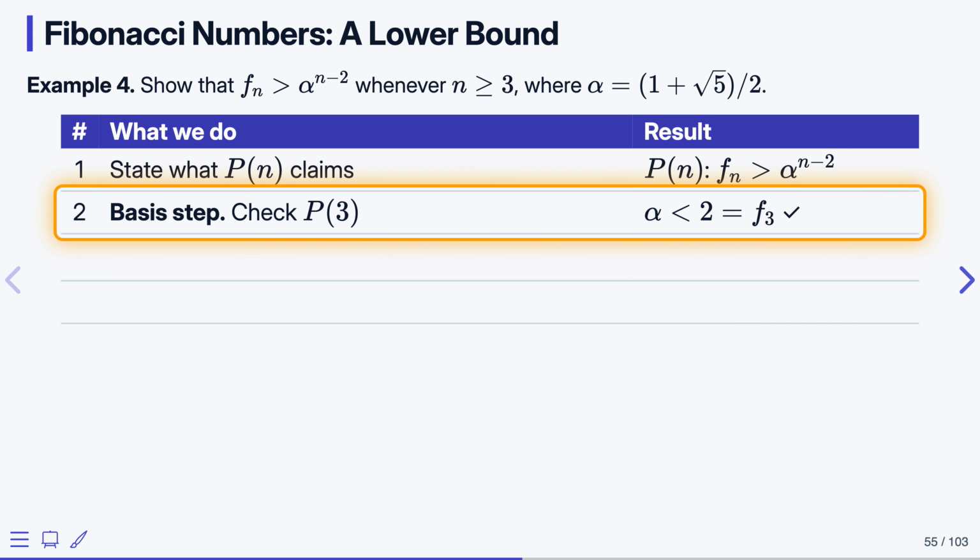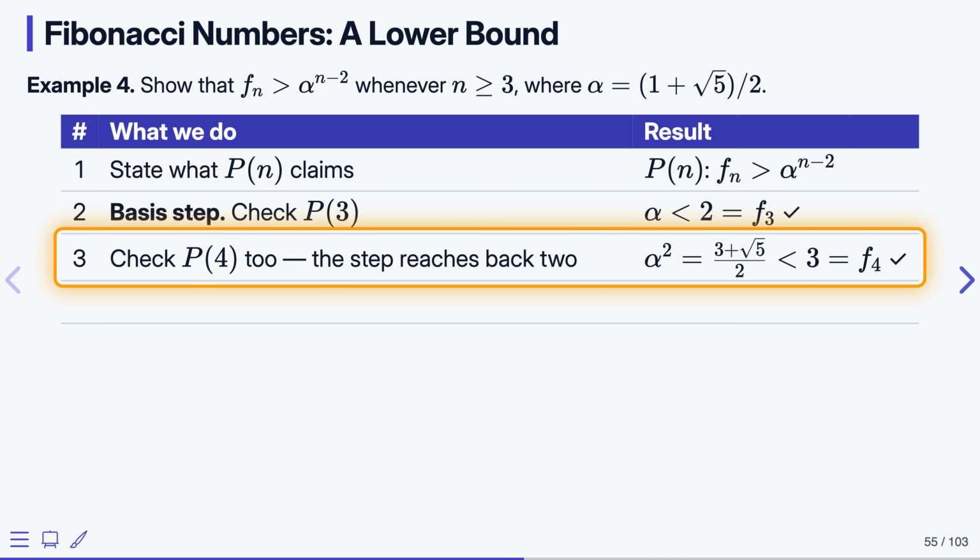Step 2. The basis step. Check p of 3. Alpha is about 1.6, so alpha is less than 2, and 2 is f sub 3. Step 3. We check p of 4 as well because the inductive step will reach back two places. Alpha squared is 3 plus root 5 over 2, which is about 2.6. That is less than 3, and 3 is f sub 4.